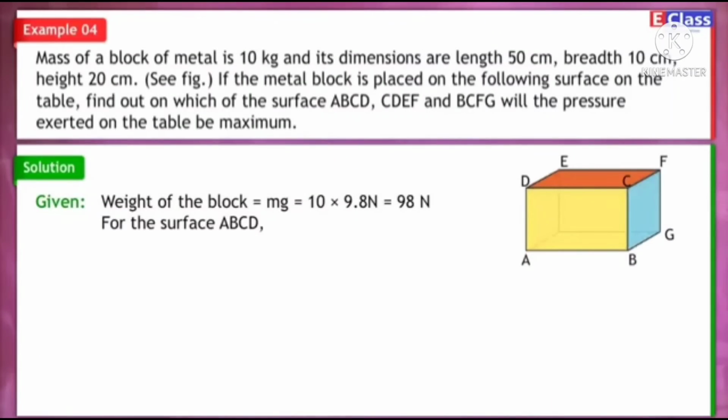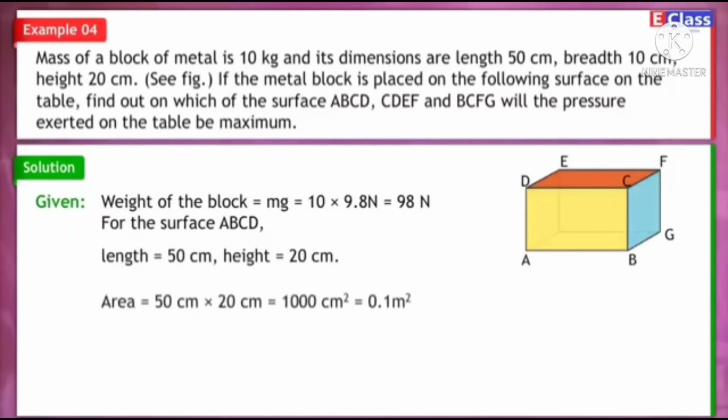Weight of the block is 10 into 9.8, it is 98 Newton. For ABCD, length is 50 cm, height is 20 cm. Therefore, area is equal to 50 into 20 as per the formula length into breadth. So it is 1000 square centimeter. By converting into meter square, it is 0.1 meter square. To find pressure, weight upon area, weight is 98 upon area 0.1.